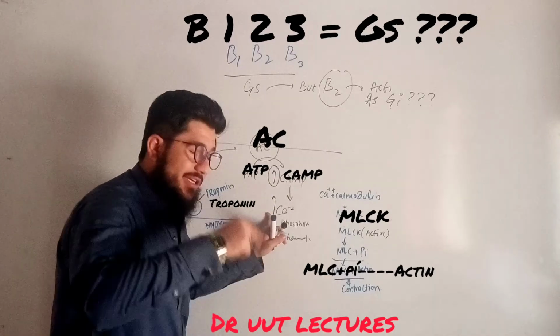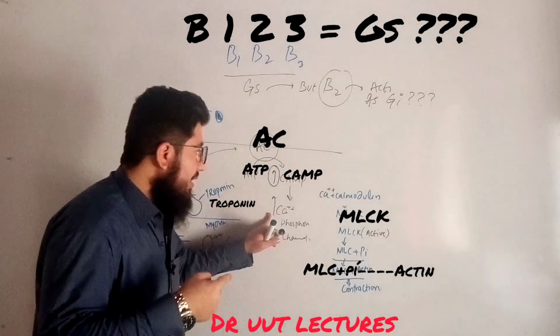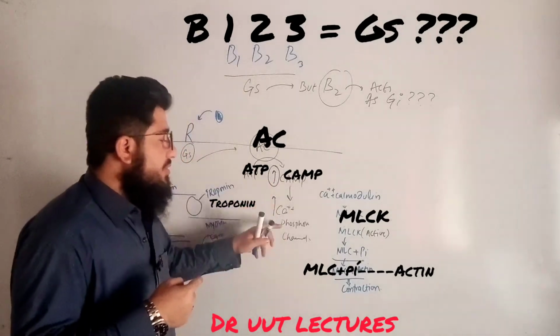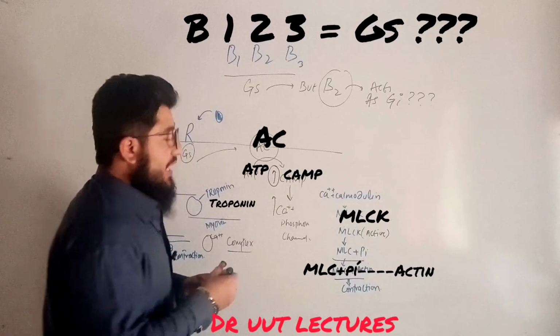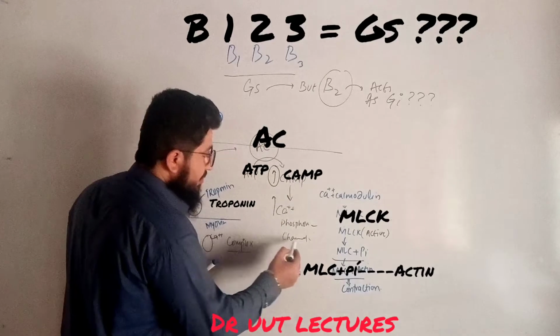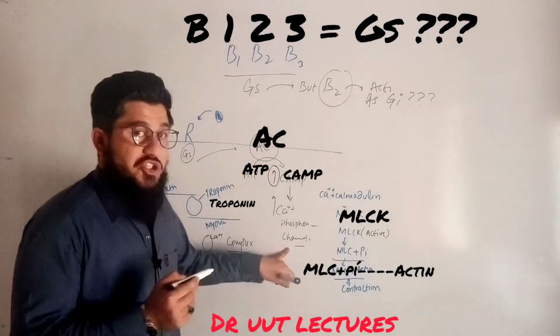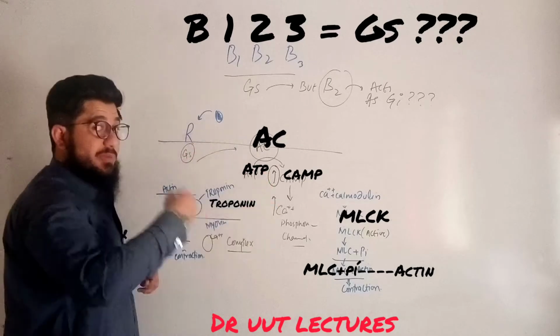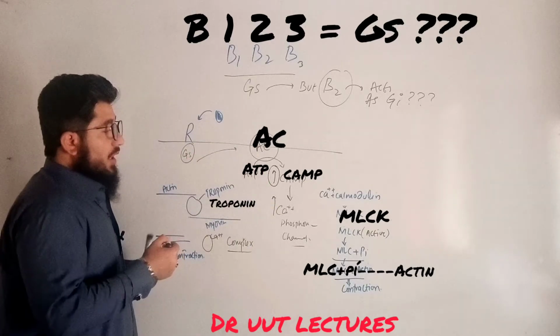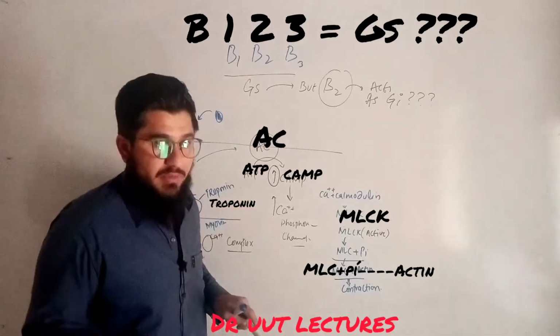Number one, to increase the calcium concentration inside the cell. Number two, this cyclic AMP is responsible for phosphorylation. Number three, this cyclic AMP is responsible for certain actions on the channels present on this particular cell. These three are the very important points regarding cyclic AMP you must remember.